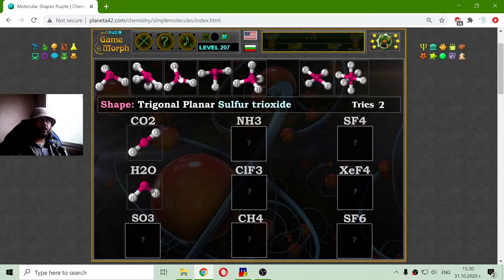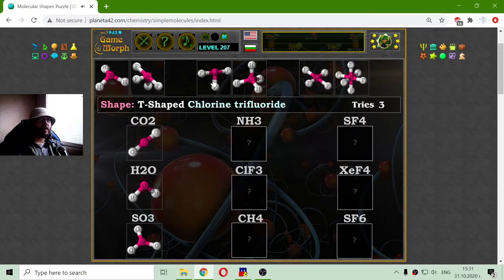That is sulfur trioxide. There we go. Now if I make it wrong, it will return and I'll have to try again. I have to sort this for the last tries that I can.